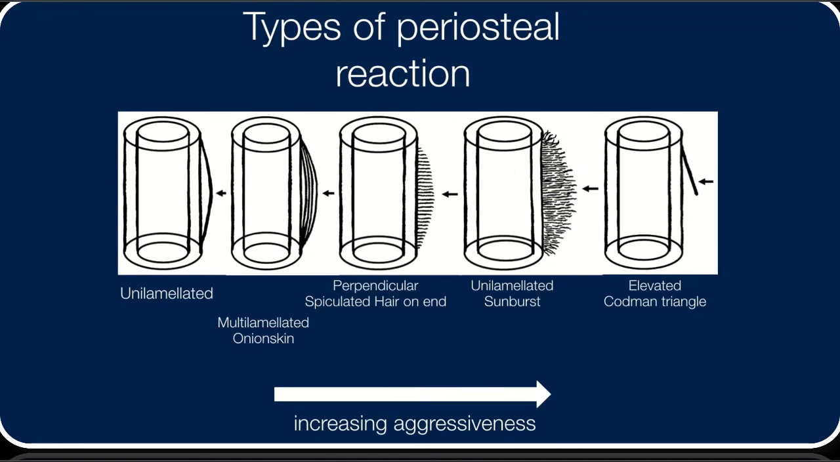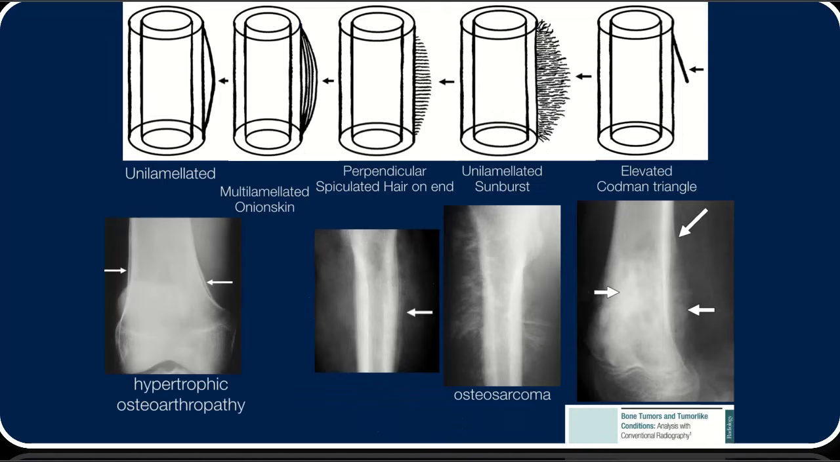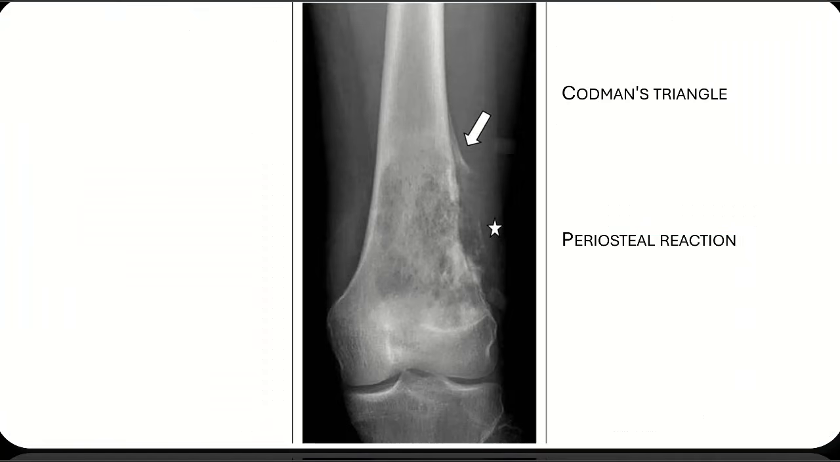Back to periosteal involvement, we see this diagram showing increasing aggressiveness. Here are some imaging examples of these. Far right is the Codman triangle. This is where a lesion grows faster than the periosteum can grow new bone. Here we can see in this image the Codman's triangle as well as the periosteal reaction.